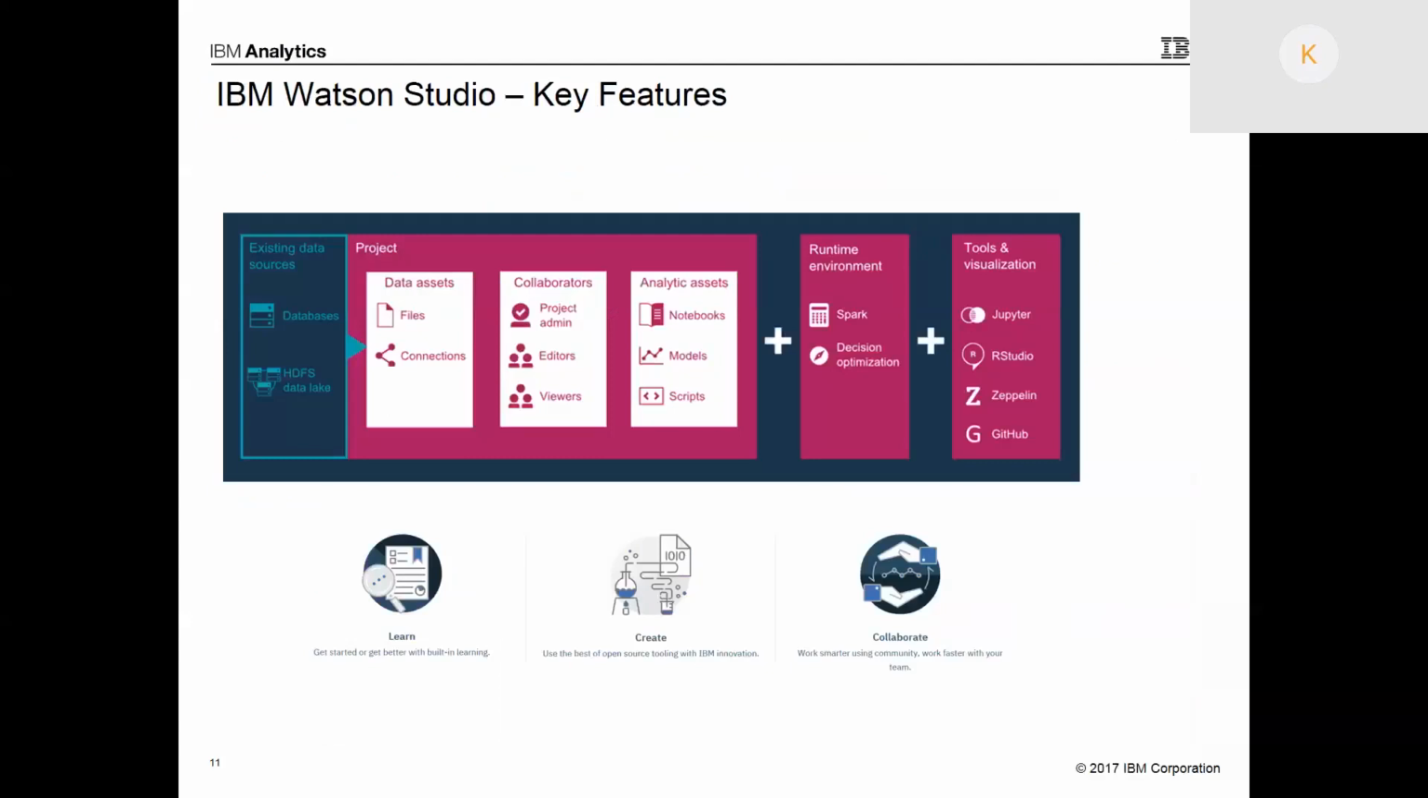Now look at the key different features, right? From the tools and visualization perspective, as I have already said, there is Jupyter Notebook where you can use R, Python, and Scala. The Zeppelin Notebook is different from Jupyter Notebook in that you can use R, Python, and Scala in combination, whereas in Jupyter Notebook, you can use either of these environments, right?